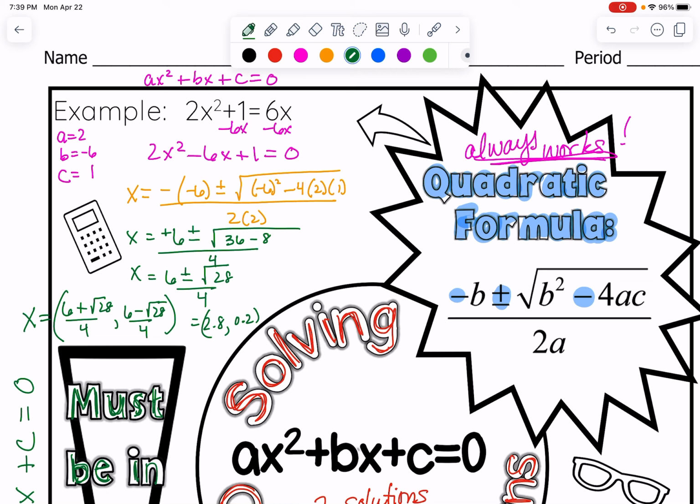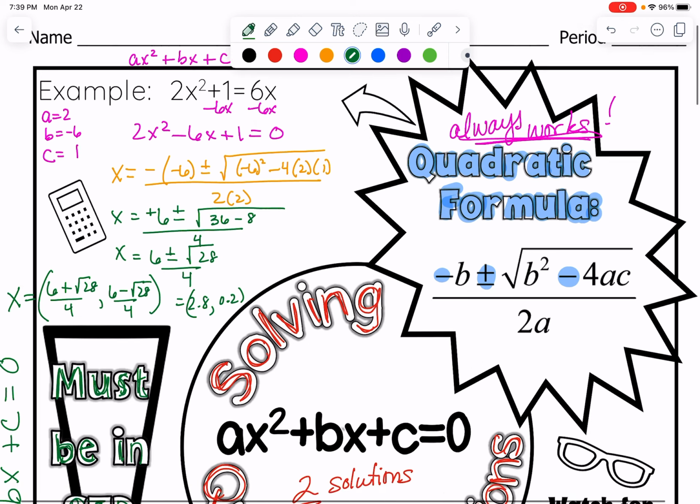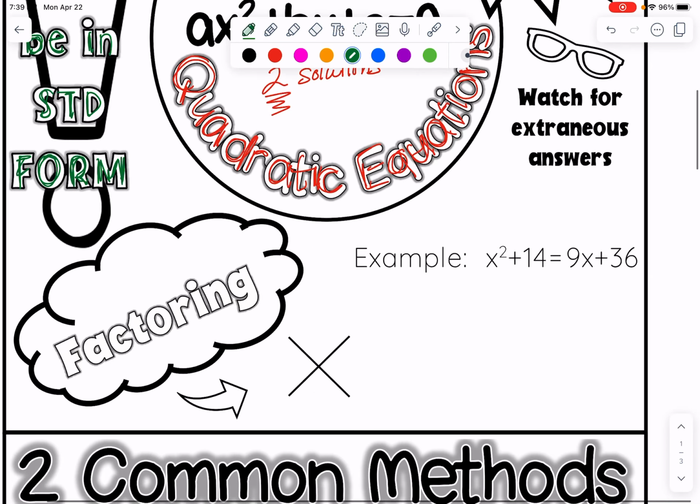That's it. Identify A, B, and C and plug it into the formula, which you always have access to. And there are all kinds of funny songs on YouTube to help you memorize it. But using the quadratic formula always works, and it's my go-to method because in most cases it's easier than factoring. But speaking of factoring, let's go look at what that looks like.